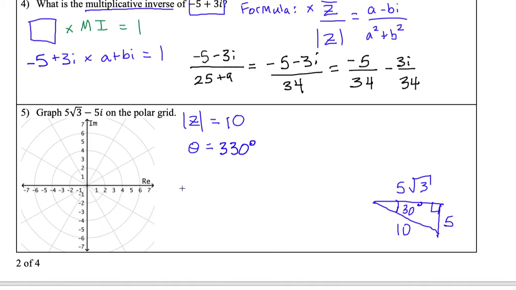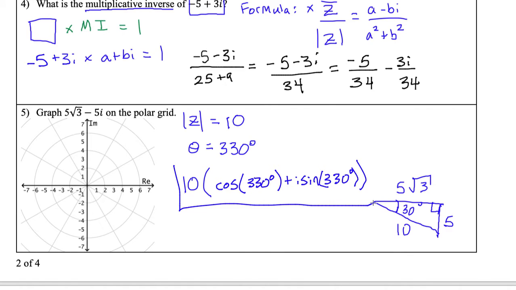I'm pretty sure number 5 is a multiple choice question, but our answer should look like this. You have the modulus out front, and then in parentheses, cosine of 330 degrees plus i sine of 330 degrees, and then you're done. There's your final answer.